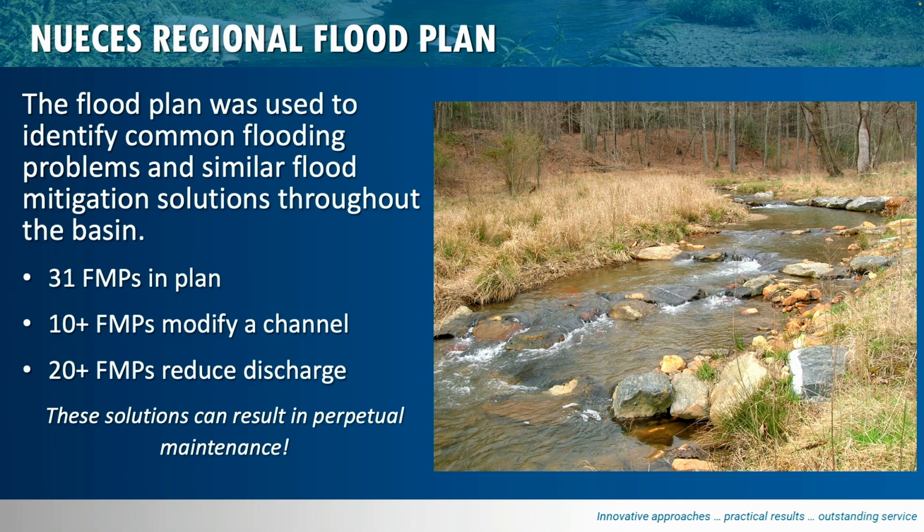So a few stats from the first cycle of the Nueces Regional Flood Plan. There were a total of 31 flood mitigation projects listed in the Region 13 plan. 10 of those FMPs were projects that modified a channel, and 20 FMPs included some form of discharge reduction. So these solutions can result in perpetual maintenance if appropriate strategies aren't employed during design to consider sediment management. So let's take a look at a few different categories of flood mitigation solutions and how modifications to the system when a project is implemented can affect sedimentation and erosion in a channel.